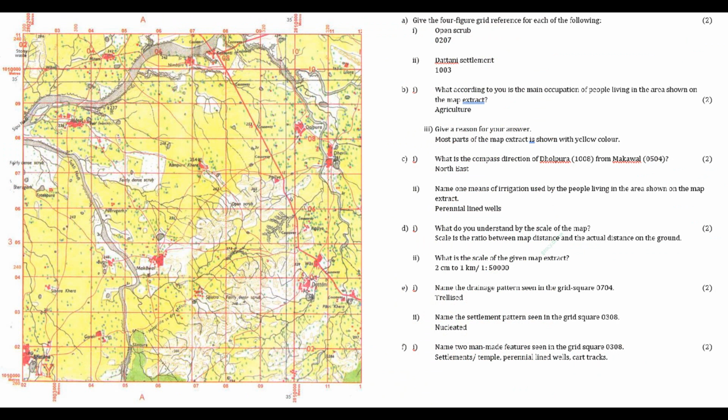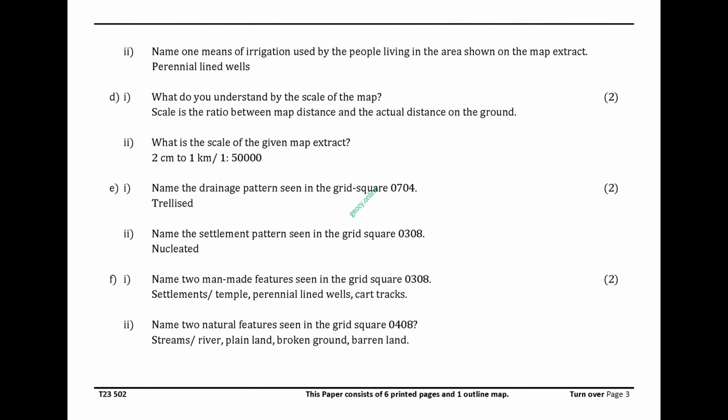What is the compass direction of Tholpura from Makawal? Northeast. Name one means of irrigation used by the people living in the area shown on the map extract. Perennial lined wells. What do you understand by the scale of the map? Scale is the ratio between map distance and the actual distance on the ground. What is the scale of the given map extract? 2 centimeters to 1 kilometer.